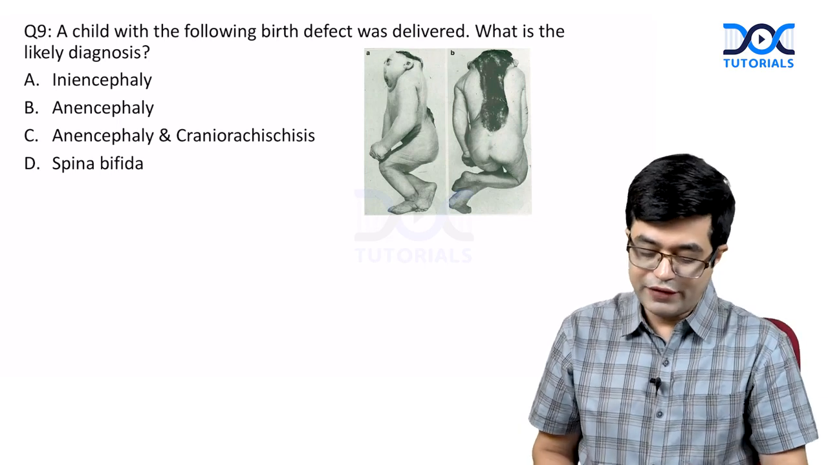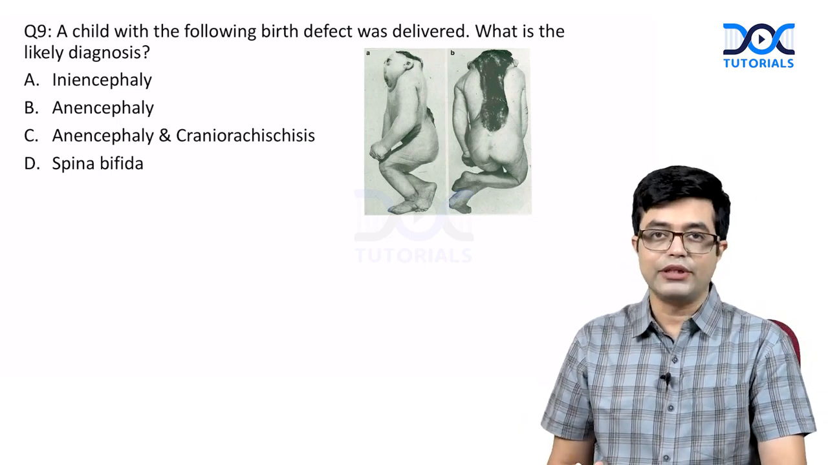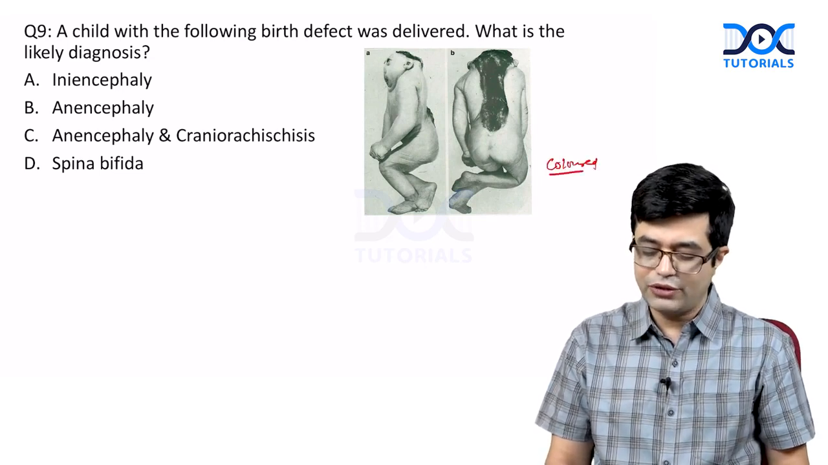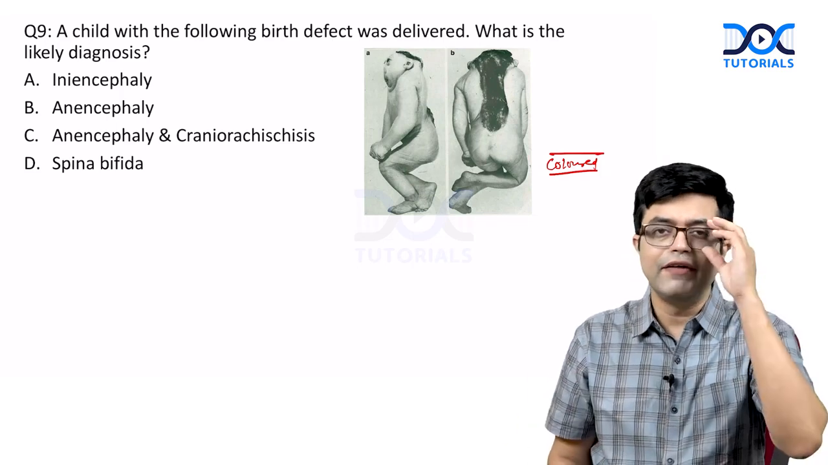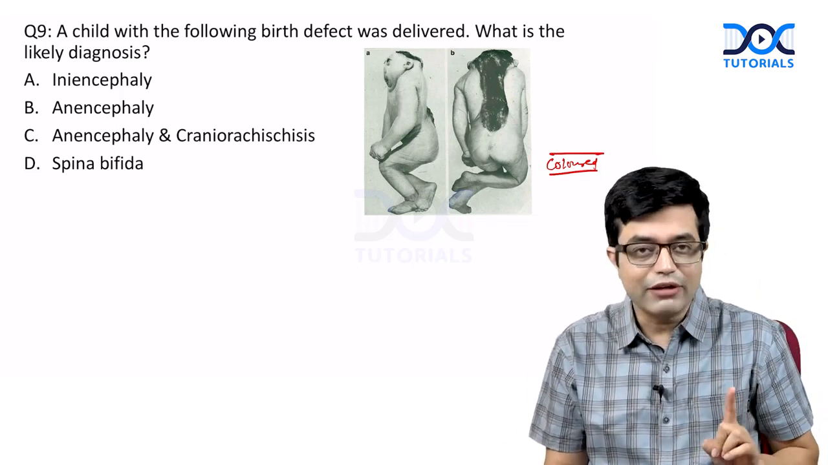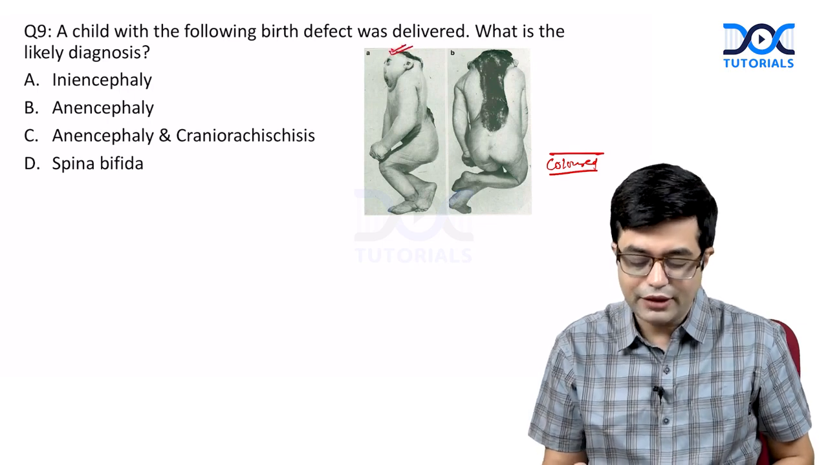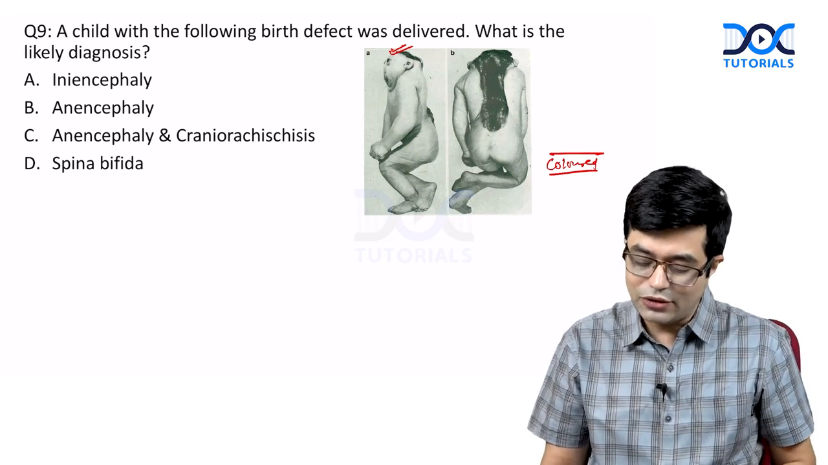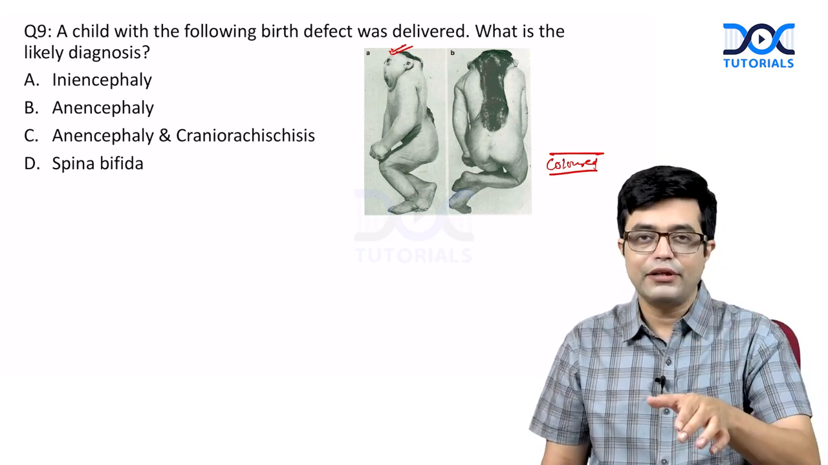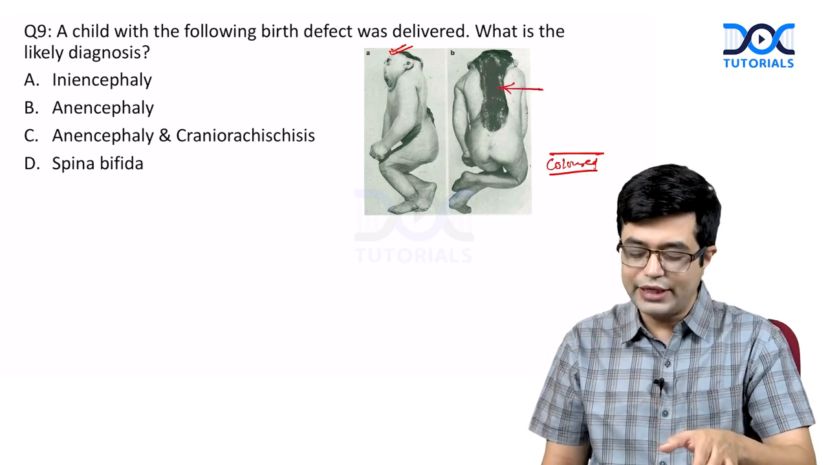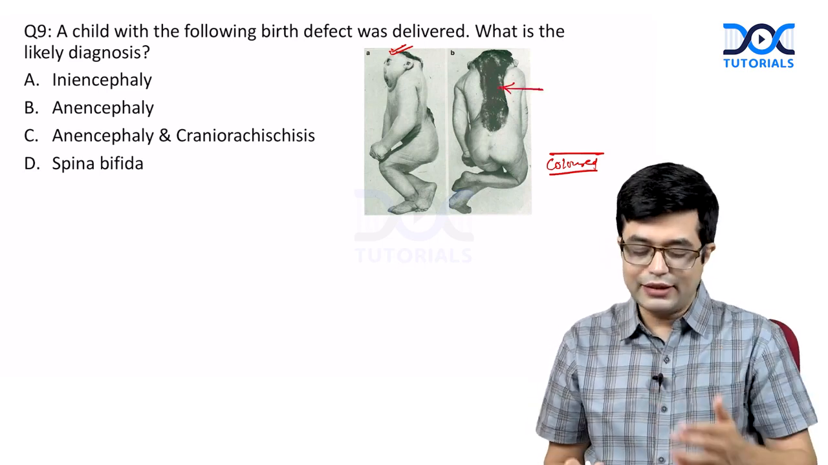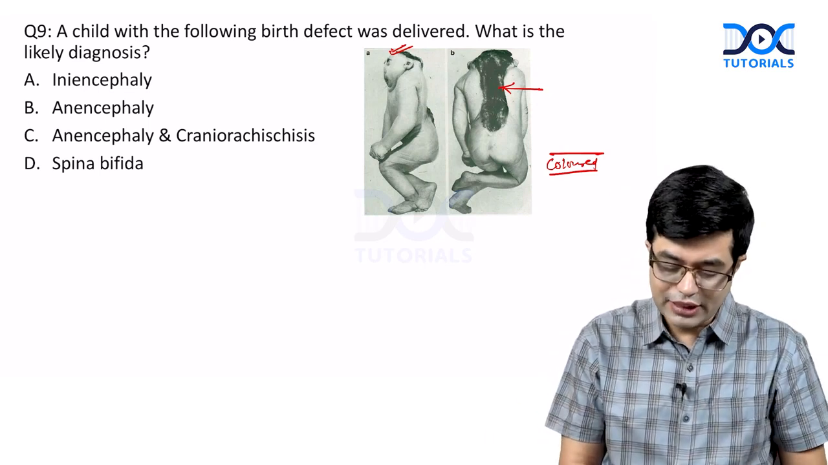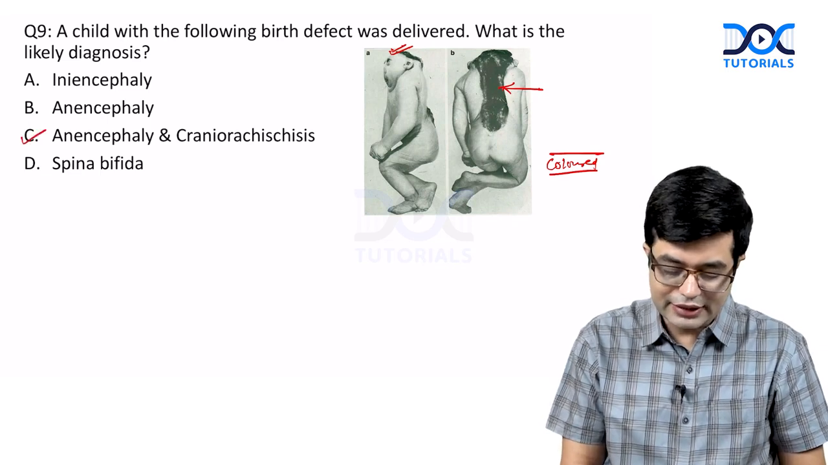Then a child with the following birth defect was delivered. What is the likely diagnosis? The actual image in the paper was very similar, but it was a colorful image. During recall, I could not get the colored image, so I'm using the black and white one. Whether black and white or colored, look at what you can find in this. There is absence of the forebrain, absence of the cortex, absence of the brain. So this child is having anencephaly, and this child is also having a large cleft, so that most of the spinal cord is visible to the outside. That condition is called craniorhachischisis. One of the options mentioned in the question was anencephaly and craniorhachischisis, and that is the answer.